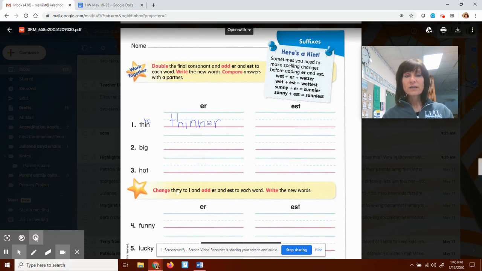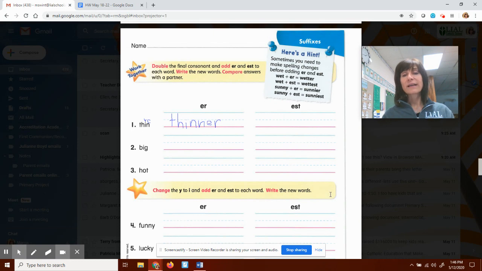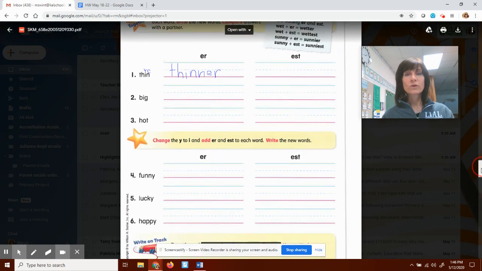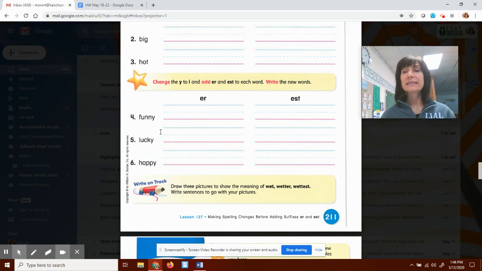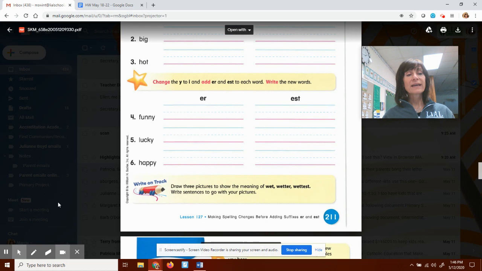Let's go down. You'll do the same for 2 and 3, but let's see what the next part wants us to do. Change the Y to I and add ER and EST to each word. Write the new words. So they want us to drop the Y, and then instead of saying IED or ING, it's the common pattern. We're going to drop the Y and add IER. So if I say Cohen is funnier than Mrs. Swint, I've just compared him to one person. So I'm going to drop the Y, add an I, and make it ER. I've compared him to one other person, two people.